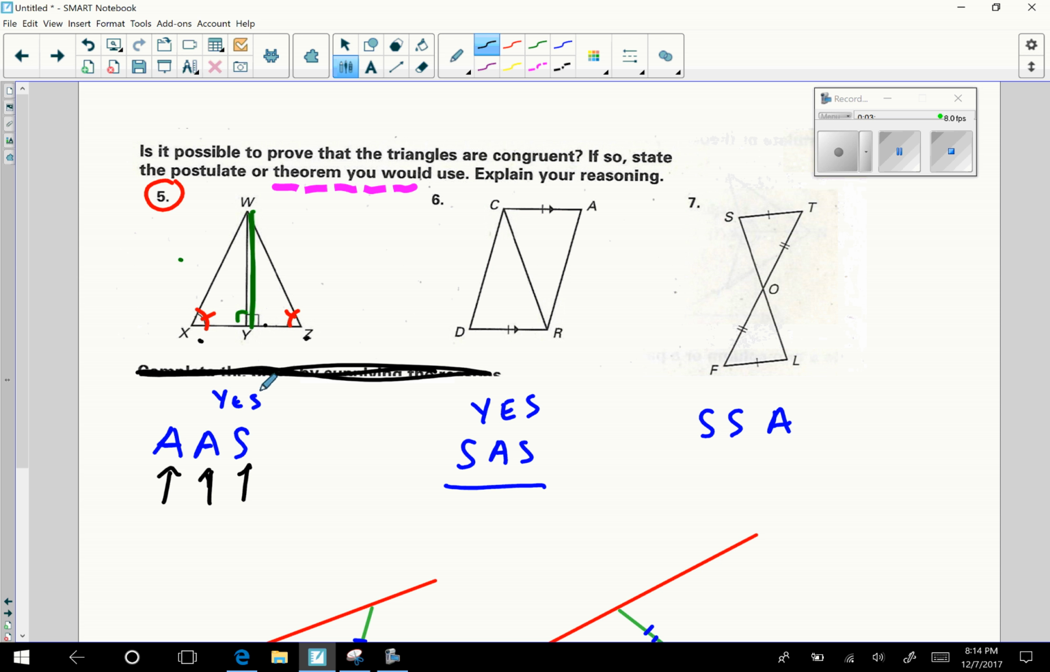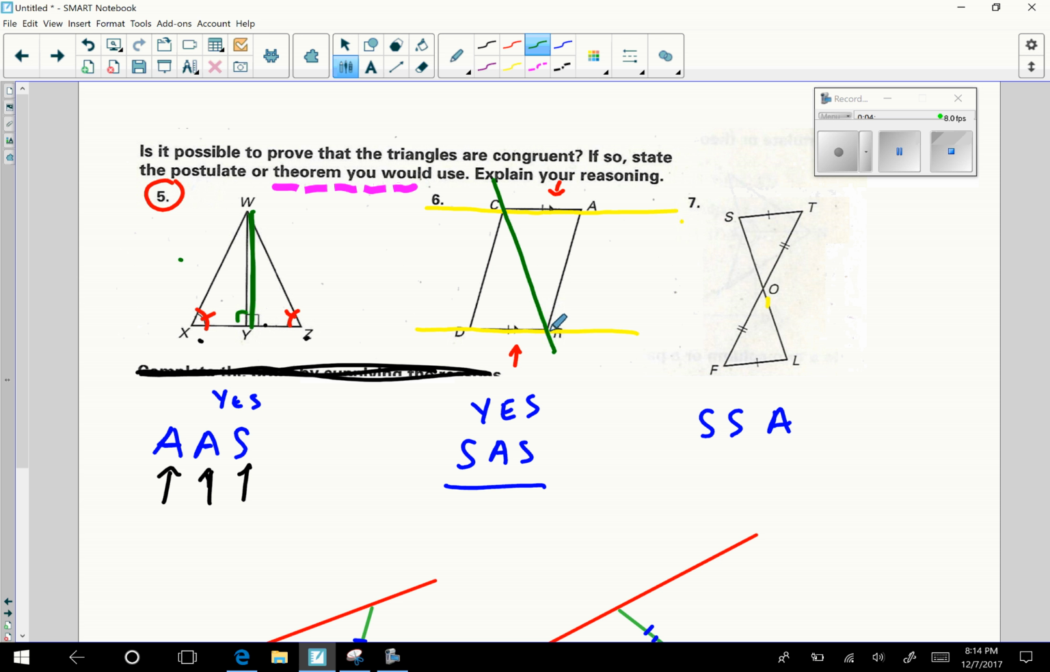This is a little bit tricky to see. Number 6, can I prove those triangles congruent? Well, note the parallel line symbol. Don't forget to be looking for those parallel line symbols. And what I'm going to do is just extend those lines. And then I'm going to go back in time a bit and look at two parallel lines cut by a transversal.